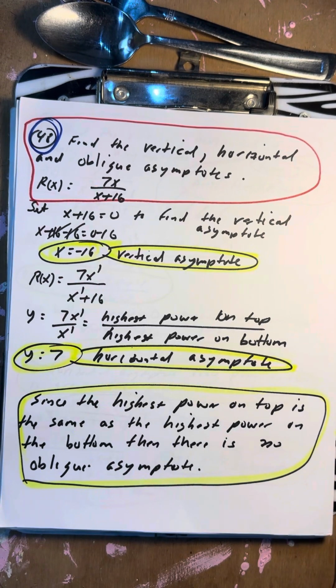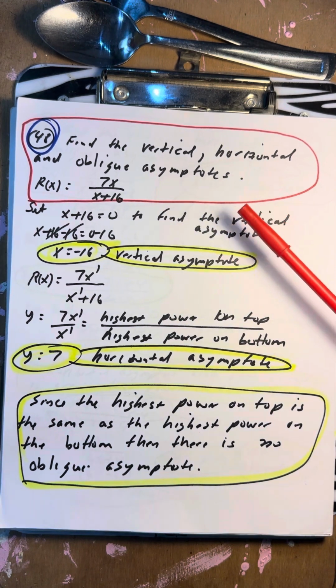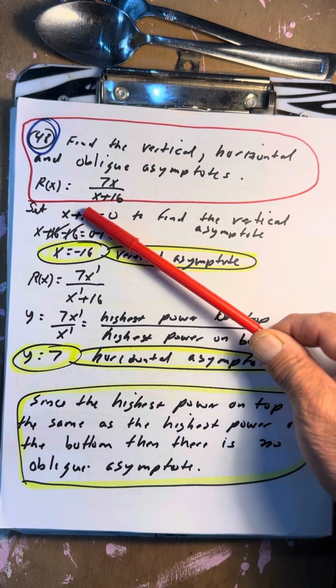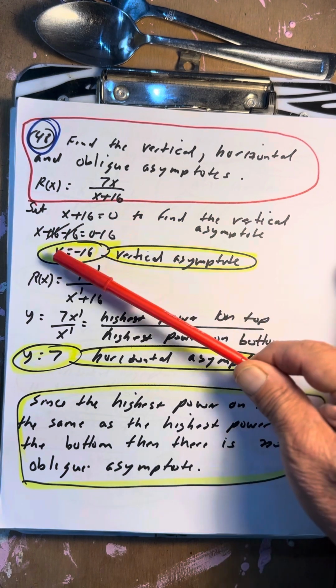All right. Find the vertical, horizontal, and oblique asymptotes. So to find the vertical, it's at the bottom part, the denominator: x plus 16 equals 0. Minus 16, minus 16, so x equals negative 16.